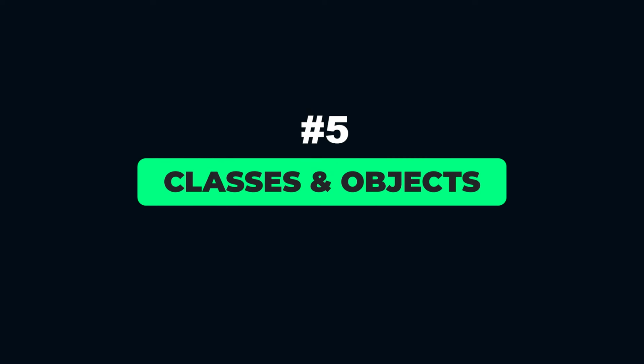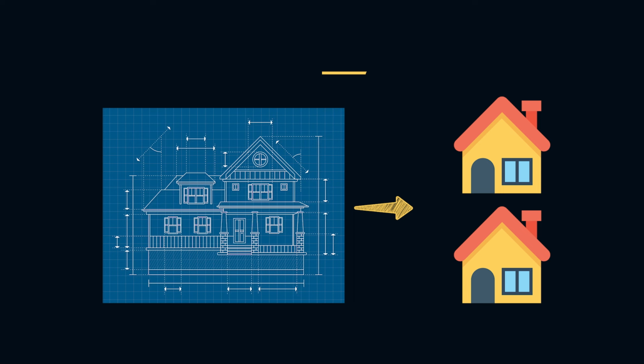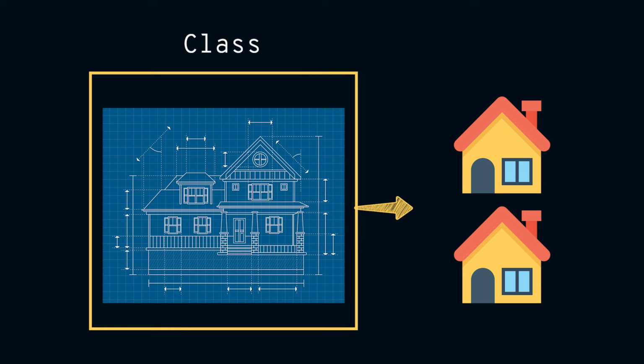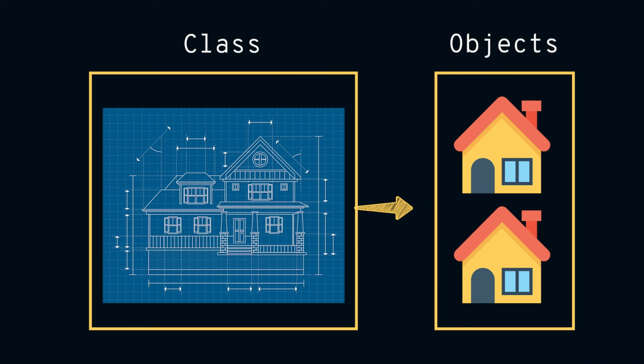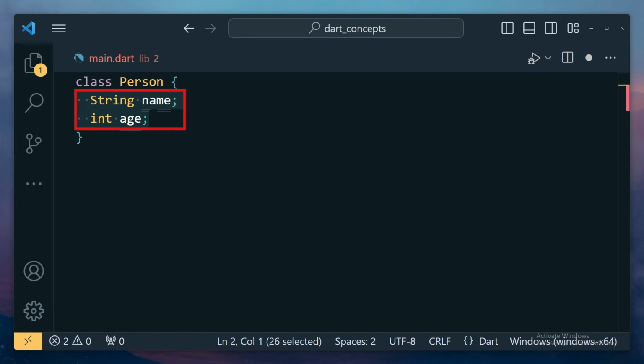Last but certainly not the least, we have classes and objects. Classes define blueprints for objects which represent real-world entities. For example, architectural plans for building a house. So here the architectural plan is a class and house is an object. So let's create a class named Person, which is a blueprint for creating different persons with a name and age. Therefore, let's create these instance variables name and age.